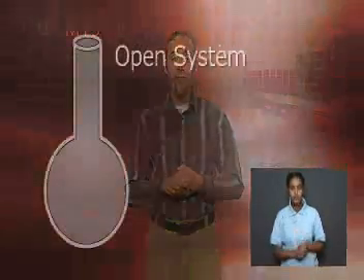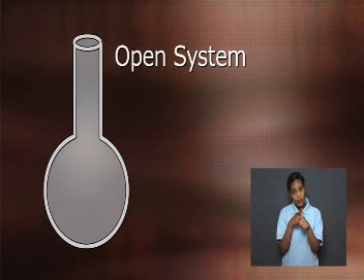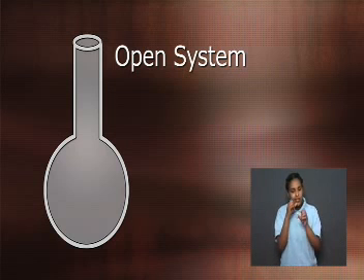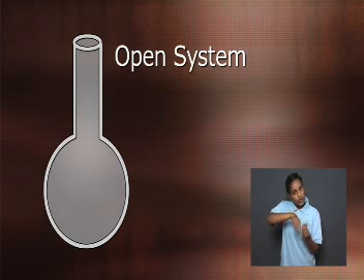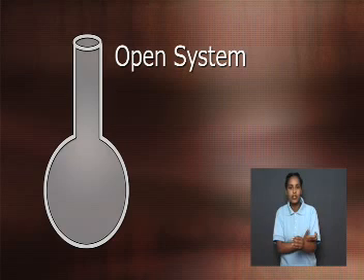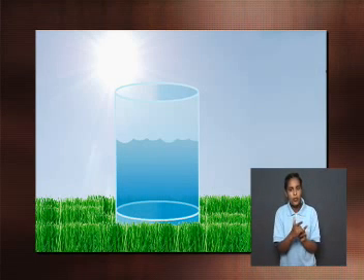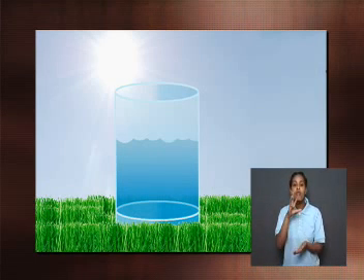There are 3 types of thermodynamic systems. Let us discuss each. The first is an open system. This system can exchange mass and energy with its surroundings. This exchange of mass and energy often occurs in the form of heat. An example of an open system would be a glass of water.